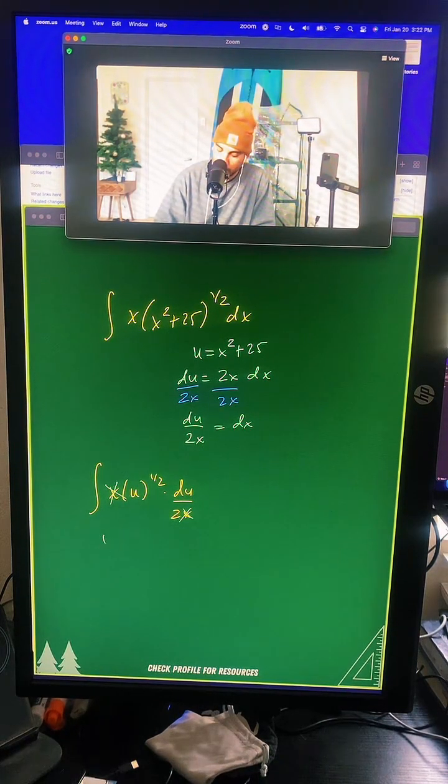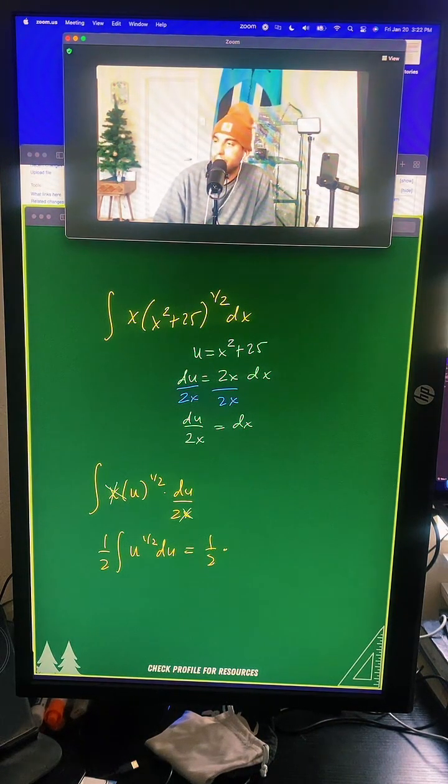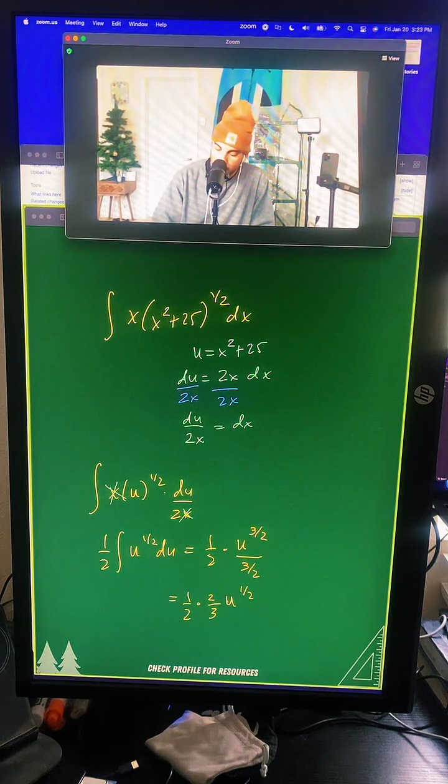Let me just use yellow here. So let's do 1/2 integral of u to the 1/2 du. And now I'm just going to use the power rule. So u to the power of 3/2 over 3/2. Now, people get confused a lot here when it comes to dividing by fractions. But what this really means is 1/2 times the reciprocal of the 3/2, which is 2/3, u to the 3/2. And look at the 2's, they cancel out. So now I have 1/3 u to the 3/2.